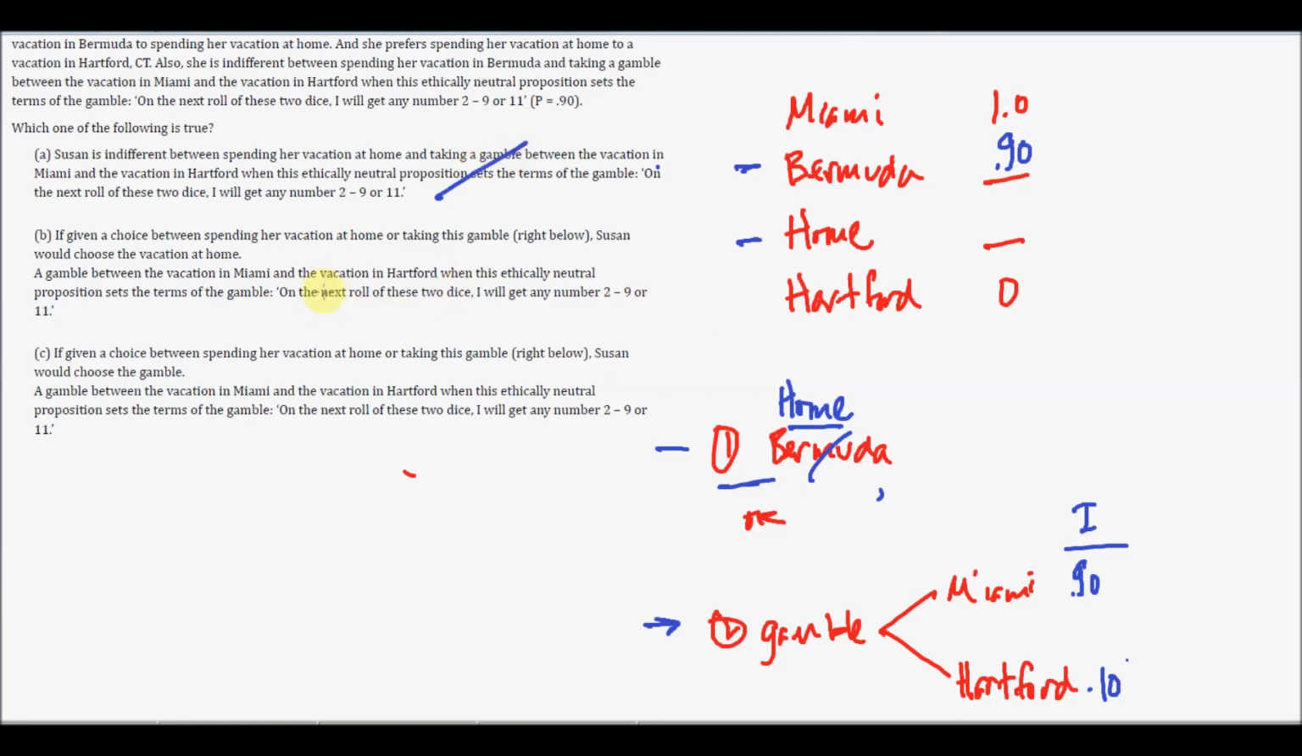If given a choice between spending her vacation at home or taking the gamble, 2 through 9 or 11, so still 90%, Susan will choose home. No, again, just like we said, between these two, the first one's gotten less valuable, so she wouldn't choose it, so no. When given a choice between spending her vacation at home or taking this gamble, Susan would choose the gamble. So yeah, she would do that because between these two, that's the better choice for her, or the more valuable choice for her.